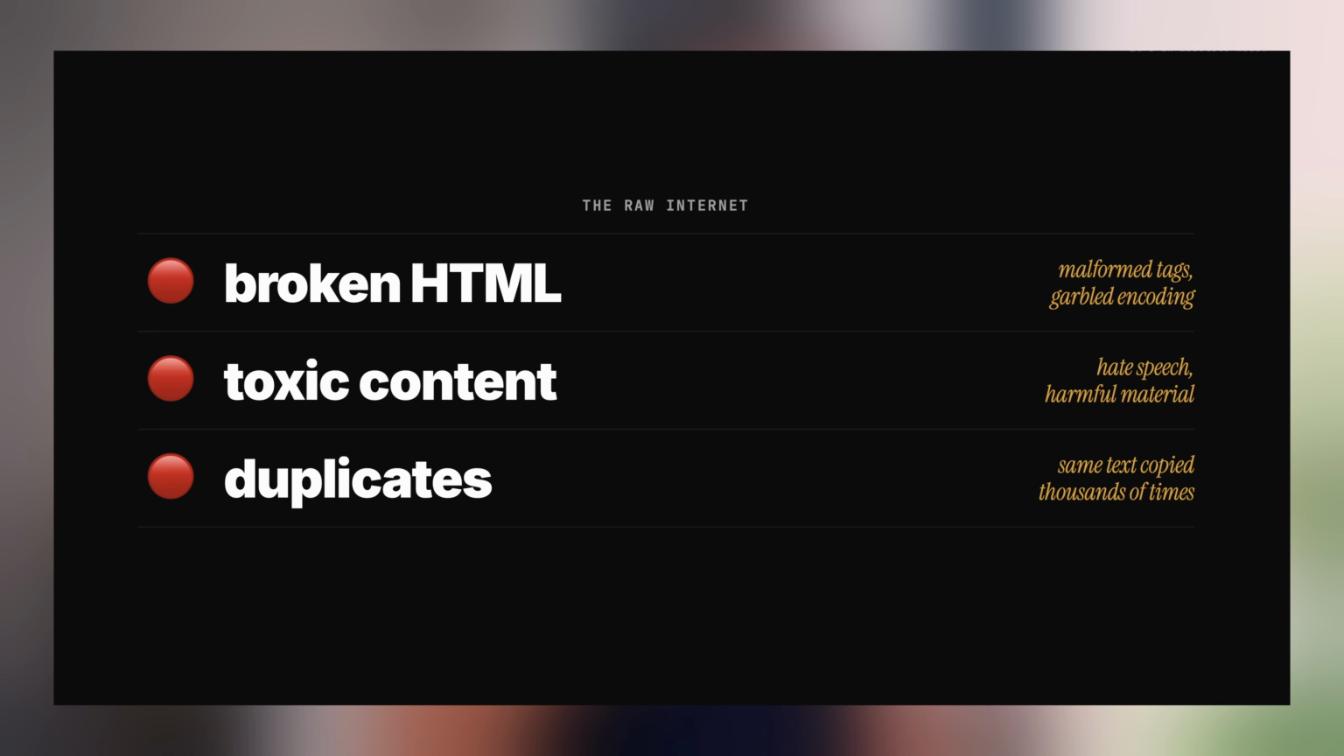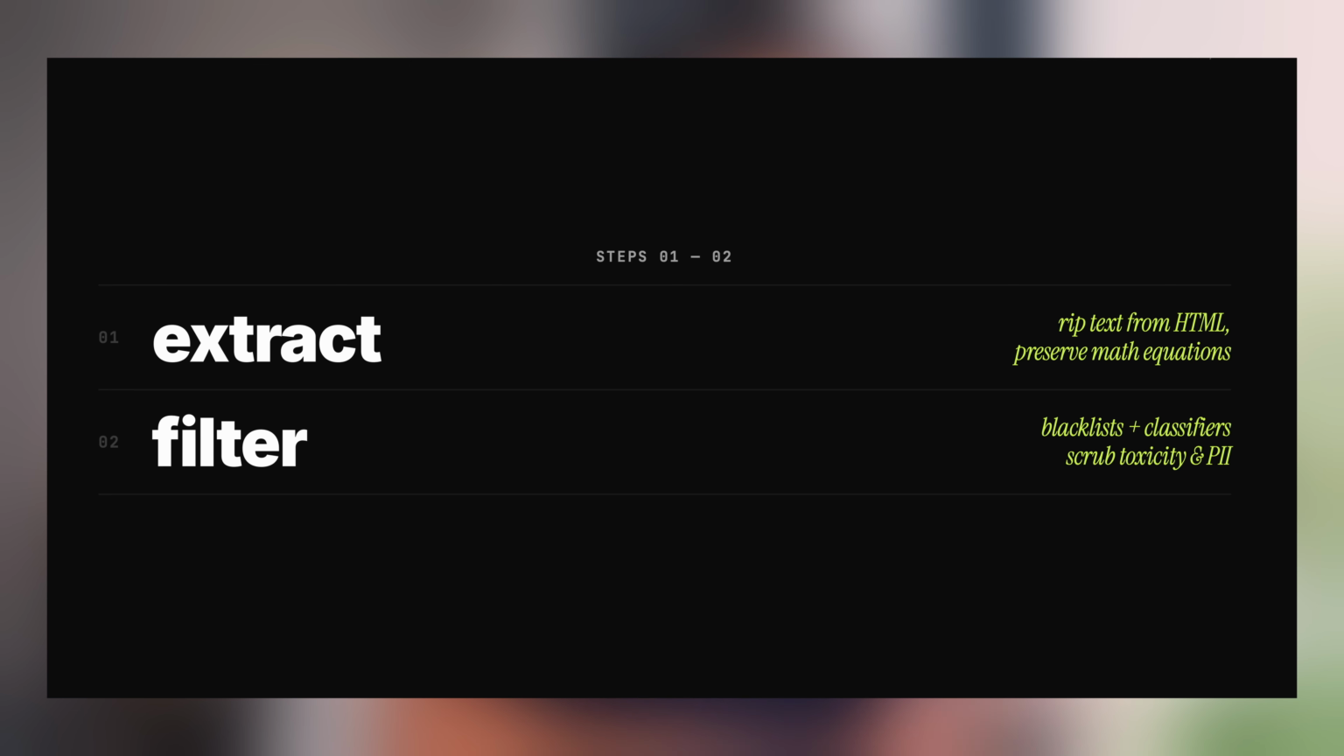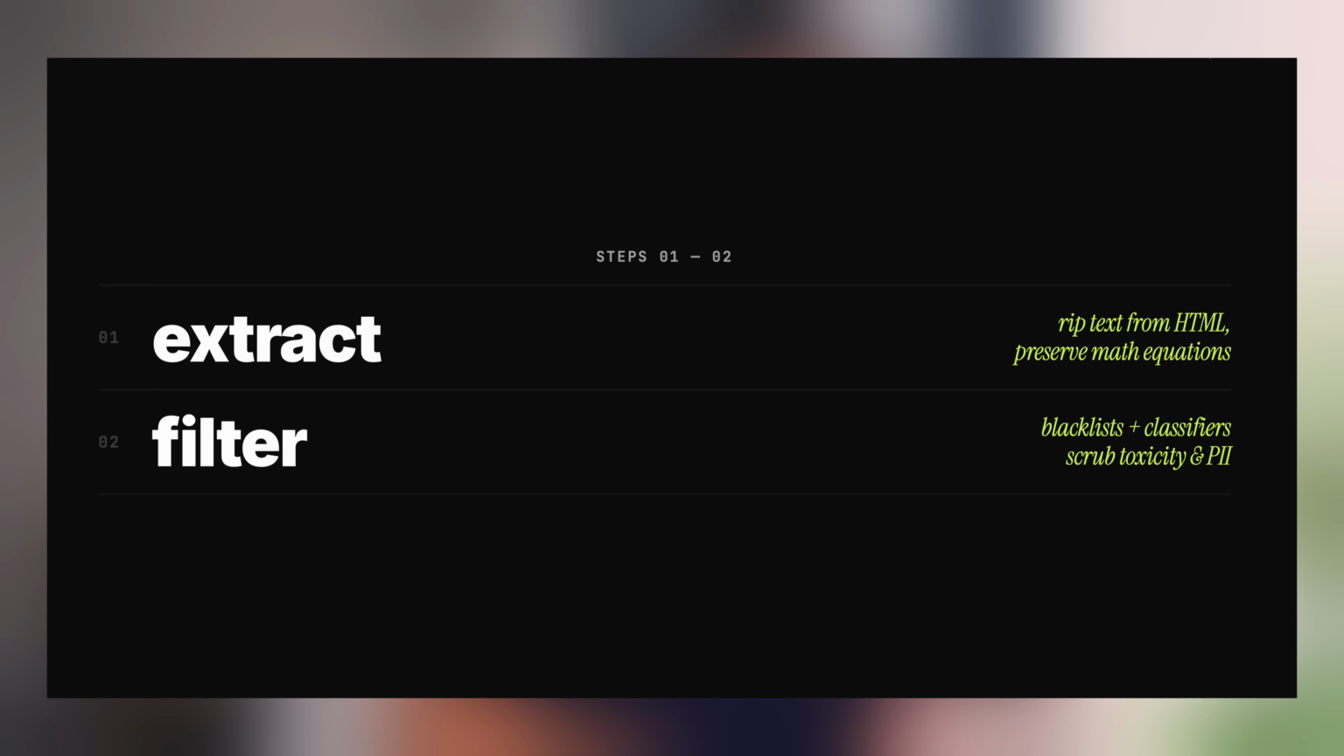But the raw internet is not very clean. It's an absolute mess of broken HTML, toxic comments, and endless duplicated text. So to turn that raw data dump into a usable dataset, engineers have to build a very rigorous, massive filtering pipeline. First is the extraction. You have to rip the actual text out of the HTML formatting while carefully trying to save complex information like maths equations.